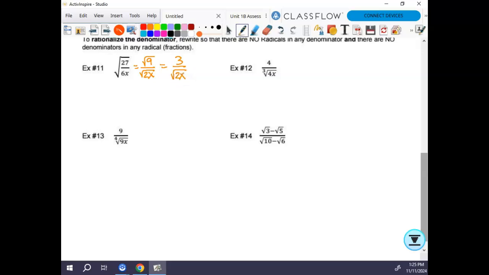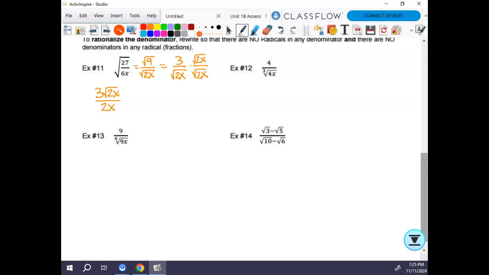Can I leave it like that? No. I multiply by the square root of 2x over the square root of 2x. In the numerator, I multiply straight across, get 3 times the square root of 2x. In the denominator, I get 2x, and I'm done. Okay, what questions do you have?